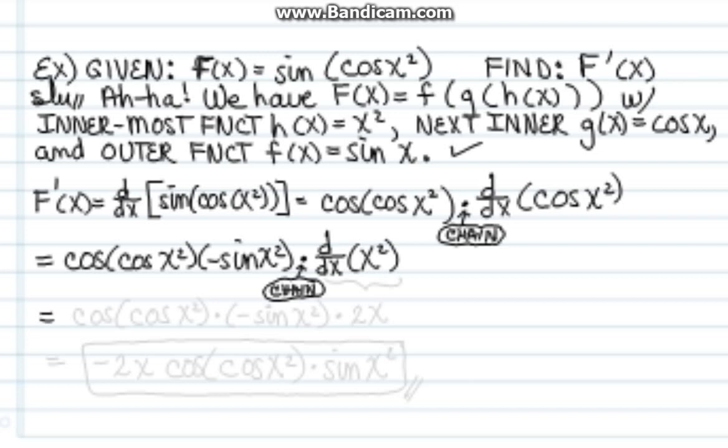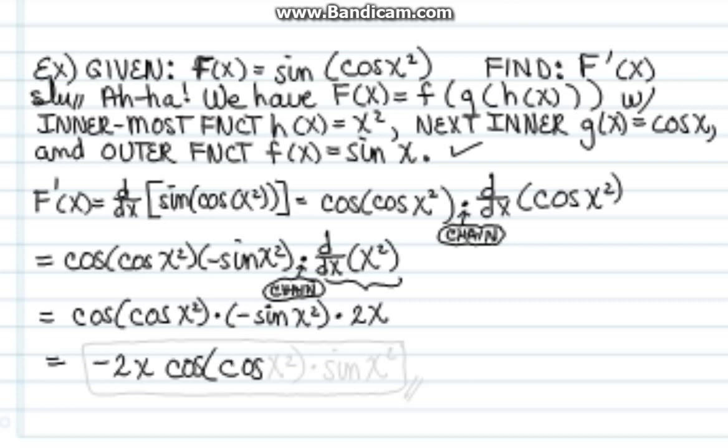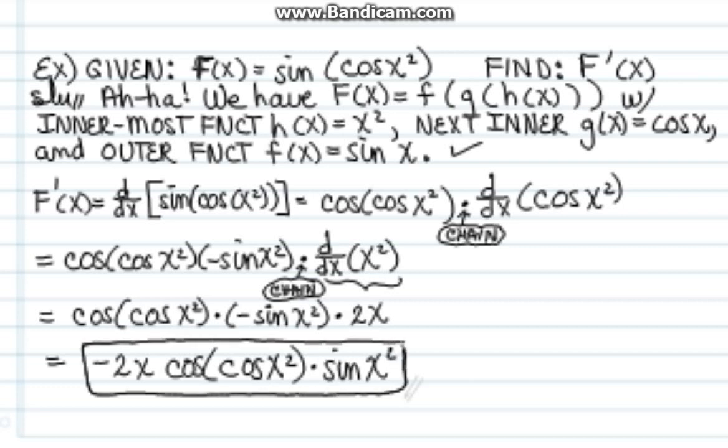rule. So that gives us the cosine of cosine x squared times negative sine x squared times that derivative of x squared, which was 2x. And finally, cleaning it up, we have negative 2x times the sine of x squared times the cosine of cosine x squared.